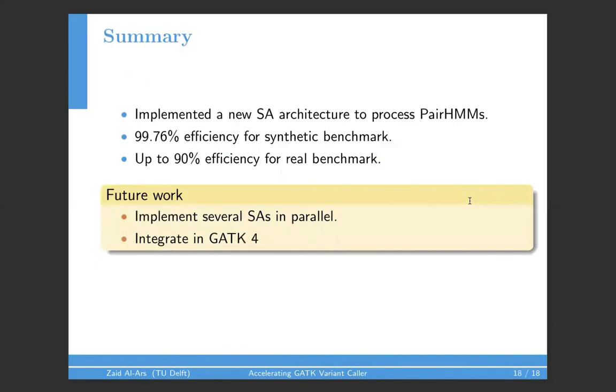In summary, we showed in this work how to implement a new style of systolic array architecture to specifically accelerate the pair HMM's algorithm. We showed that we are able to achieve more than 99% efficiency compared to the maximum possible throughput for a synthetic benchmark, and we are able to achieve up to 90% efficiency for a real benchmark.